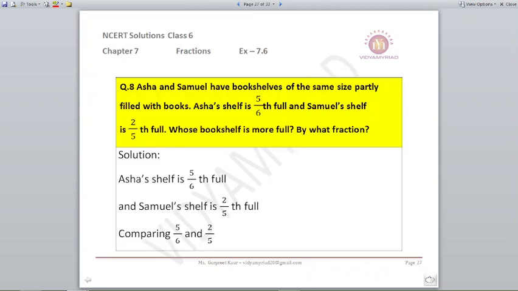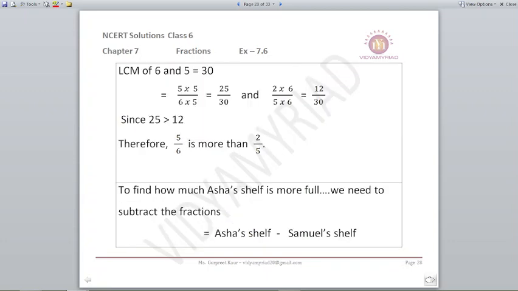Asha and Samuel have bookshelves of the same size partially filled with books. Asha's shelf is 5/6 full and Samuel's shelf is 2/5 full. Whose bookshelf is more full and by what fraction? Now we know the fractions. 5 by 6 is for Asha and 2 by 5 is of Samuel. We need to compare them. So how are we going to compare? That means which one is bigger and which one is smaller. So what is the criteria for that? We can take the LCM or we can also cross multiply.